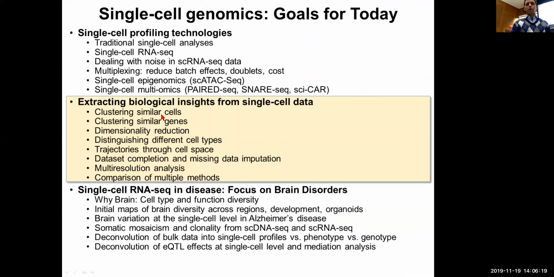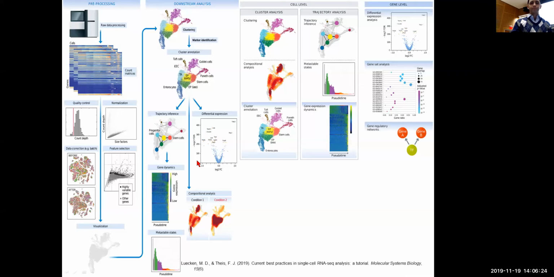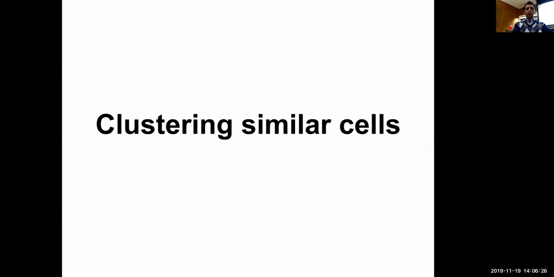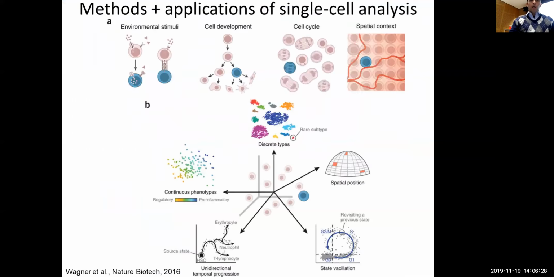So now let's dive into individual components of this whole pipeline and see how they work, at the level of genes, cells, dimensionality reduction, and so on. First of all, clustering similar cells. There are a lot of methods and applications of single cell analysis. One of them is looking at environmental stimuli, basically what happens when I trigger a particular process in the cells, what happens during development, what happens during the cell cycle. Some cells have just finished dividing, others are in the process of dividing; how do they change their expression patterns? And also understanding the spatial context of the data.